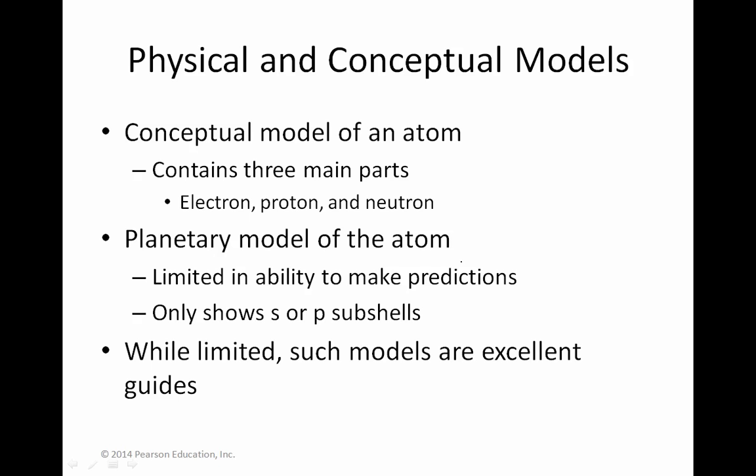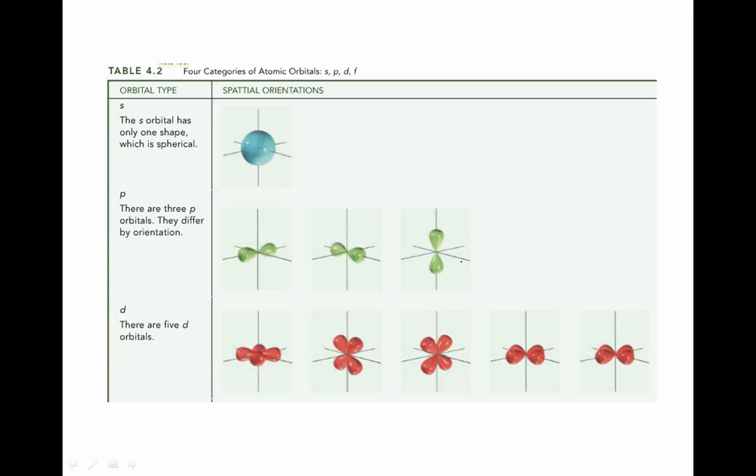Alright, so let's talk more about this idea of energy. We already said that the further you are away from the nucleus, the more energy you have. Within that, we have what are called subshells: S, P, and D. These subshells each have a specific shape. The S subshell is going to be spherical.